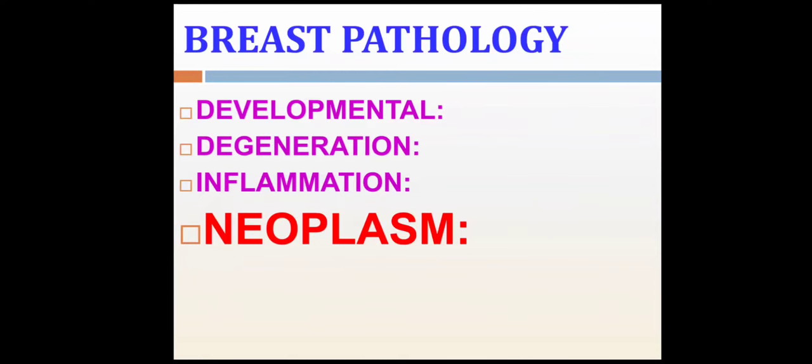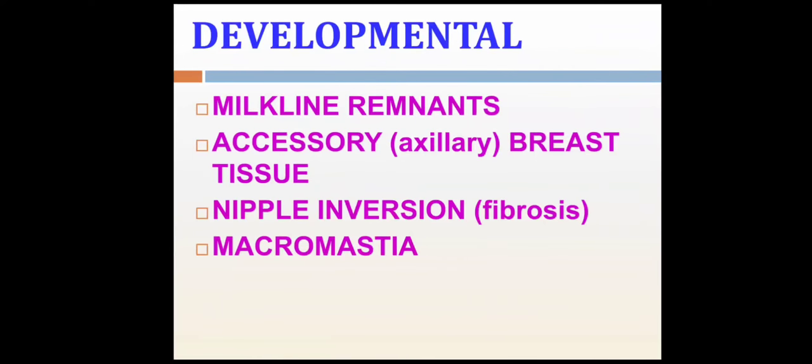Coming to the anomalies of breast pathology, they are divided into four groups: developmental, degeneration, inflammation, and neoplasm. So what do we mean by developmental anomalies? Milk line remnants, accessory breast tissue, nipple inversion or due to fibrosis, and macromastia all come under developmental anomalies. That is, they might be present since birth.